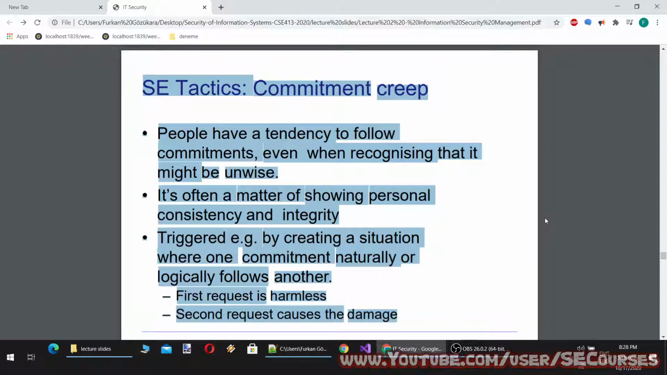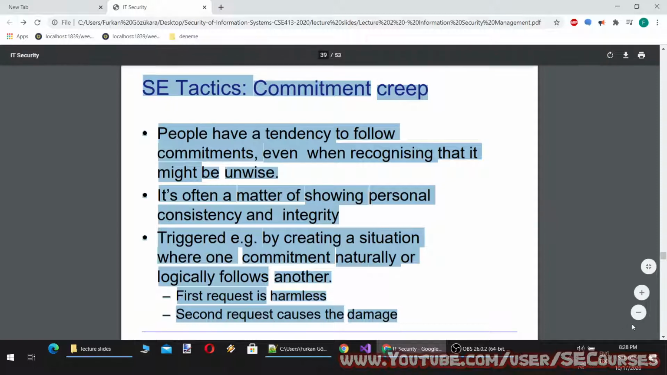SE tactics. Commitment creep. People have a tendency to follow commitments, even when recognizing that it might be unwise. It's often a matter of showing personal consistency and integrity. It is triggered, for example, by creating a situation where one commitment naturally or logically follows another. The first request is harmless, the second request causes the damage.